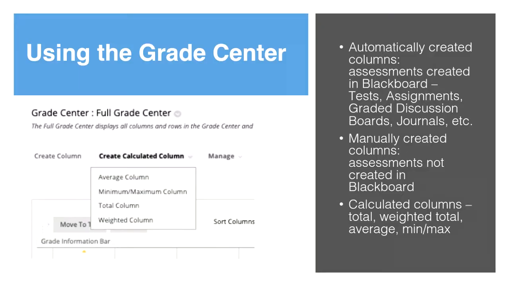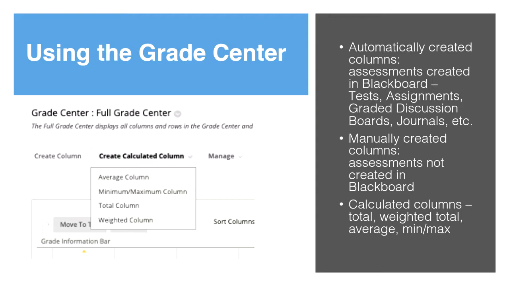So how would you use it? The columns within the Grade Center can be automatically created if an instructor created an assignment, for example, within a content area, or a test, graded discussion board, or journal, or it can be manually created. So that would be for something that doesn't actually get submitted directly, for example, if an instructor wanted to have participation marks or for an oral presentation.